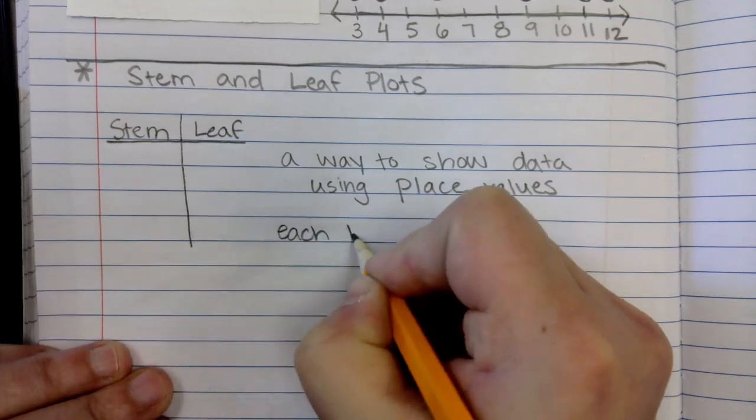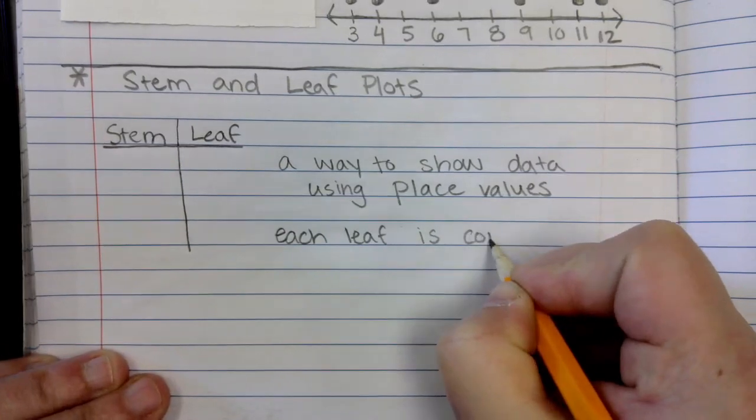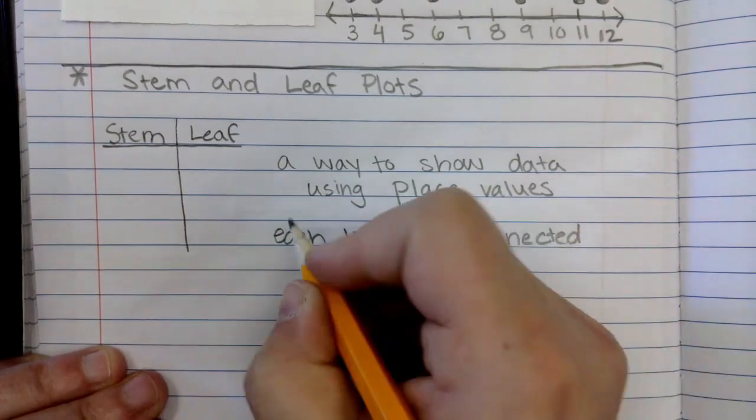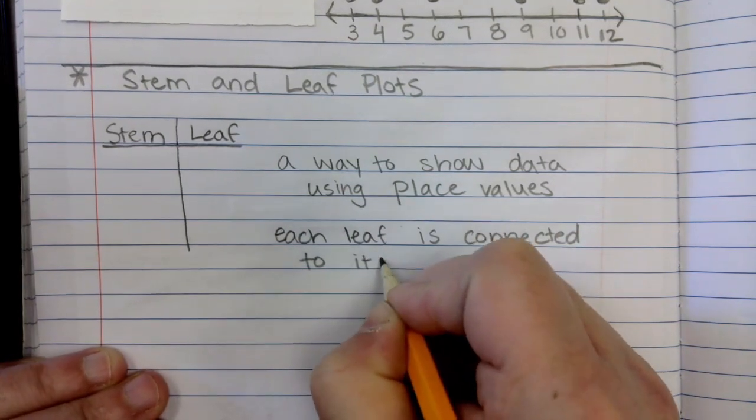Each leaf is connected to, it's kind of funny, its stem. So when we look at this leaf column, each of these leaves are numbers on their own. They're all connected to their stem, which is in its row.